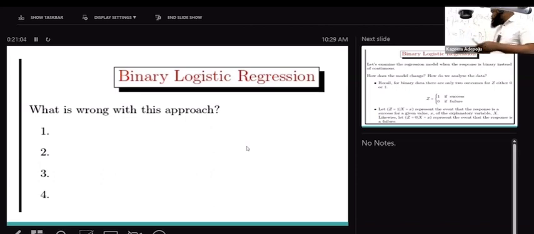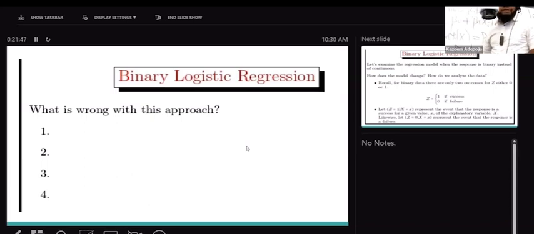How can I fix this? I will run linear regression and get a y cap, the predicted value. The predicted value y cap is the same thing as the expected value of y given x, which is also the same thing as p in Bernoulli, which is going to be a p cap in a way.